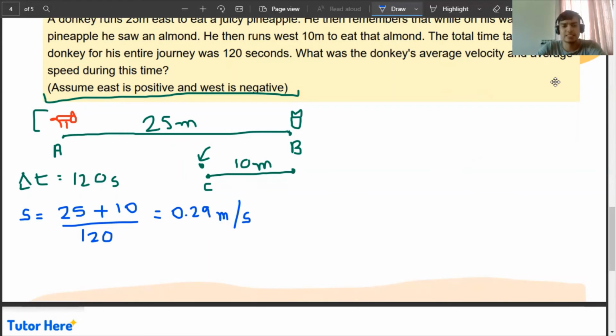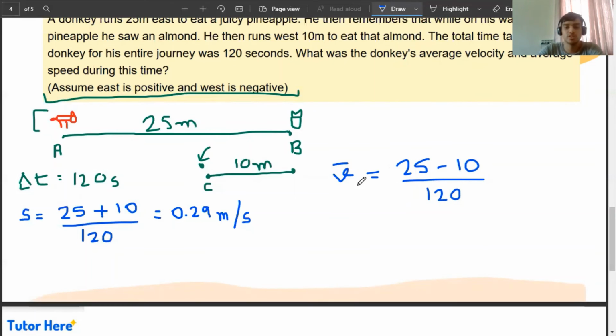Now let's calculate the displacement, and then the velocity. So velocity is the displacement divided by time. Now, how would you calculate the displacement? He's saying assume east is positive, so positive 25 meters. He's saying west is negative, so it'll be negative 10, divided by 120 again.